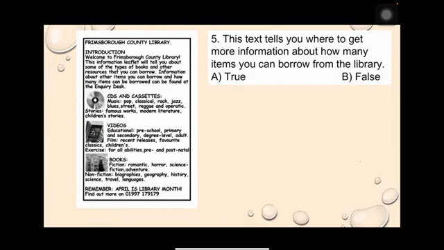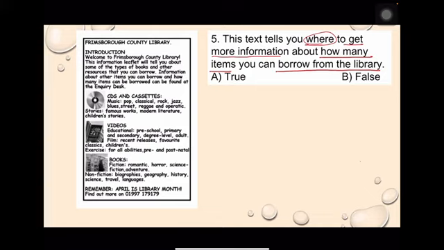Number 5. The text tells you where to get more information about how many items you can borrow from the library. Take a look. I am looking at this block of words instead of word by word. So where to get? Is it mentioned or not? Okay. So you got the answer?